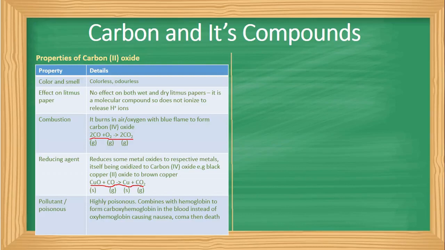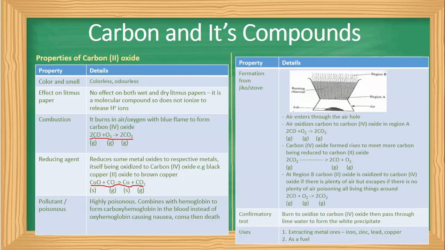2 oxide, which now, without the oxygen, the human person or any living organism will experience nausea, coma, and then death. So instead of having hemoglobin in the body, you have carboxyhemoglobin, which now affects the rate at which oxygen is transported to the different parts of the body.